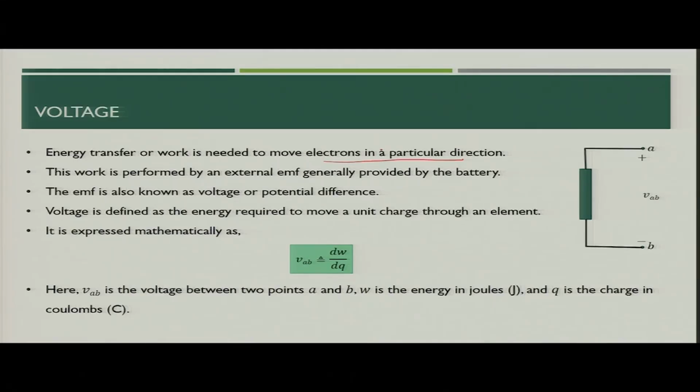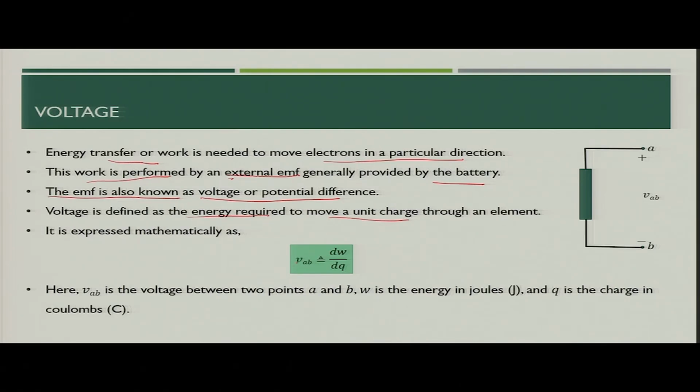So, who will provide this energy? This energy is supplied through the external EMF that is provided by the battery. The battery will work on the electrons to move them from one side to the other, and this EMF is also known as voltage or potential difference. Now, how will you define the voltage? Voltage is defined as the energy required to move a unit charge through an element.